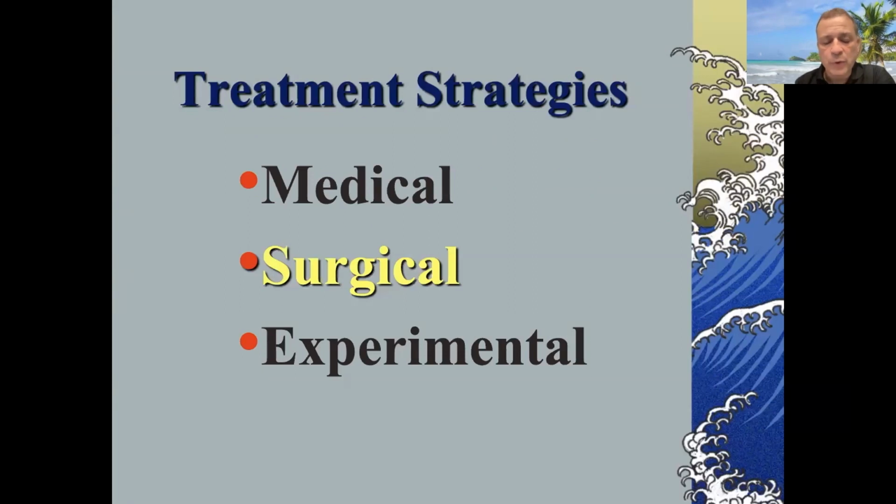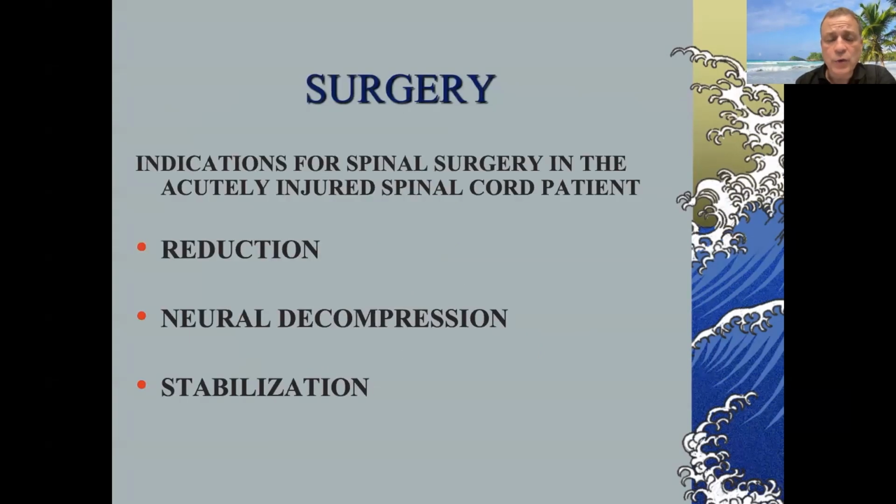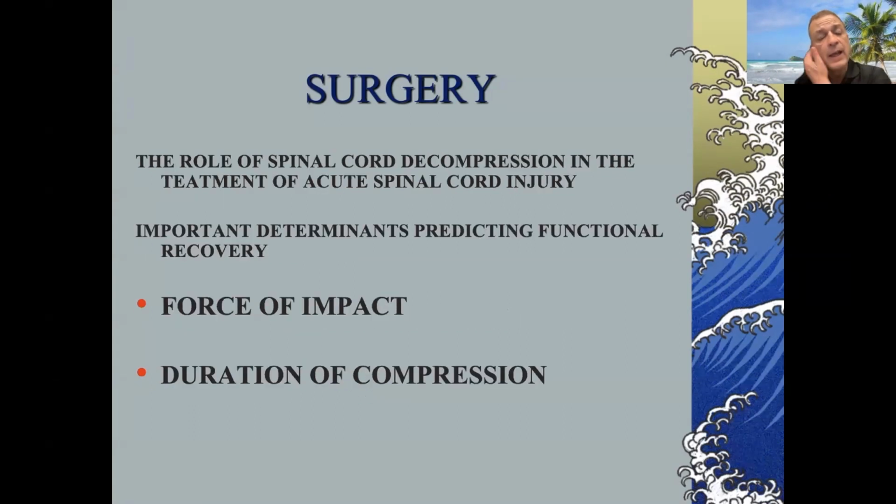There are other neuroprotective strategies that people are working on, including riluzole and others. In terms of surgical strategies, the purpose of surgery is numerous. One is to reduce the fracture, to decompress the spinal cord, and to stabilize the fracture with rods and screws, typically, if it's an unstable fracture.